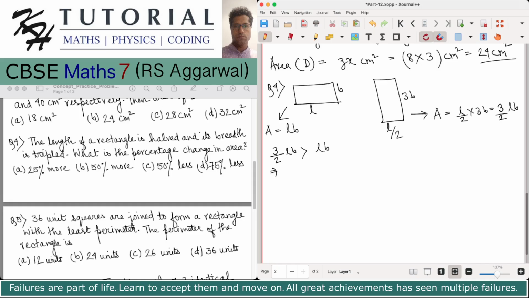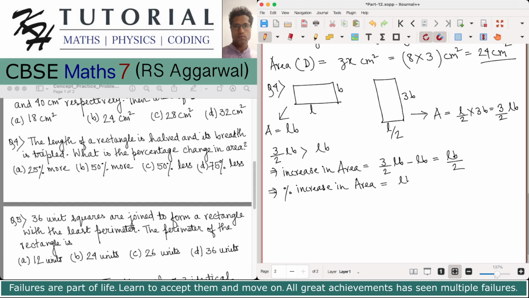So this implies an increase in area. The increase in area is equal to 3 by 2 LB minus LB, which is equal to LB by 2. So this is the increase in area. Therefore, the percentage increase in area will be equal to LB by 2.